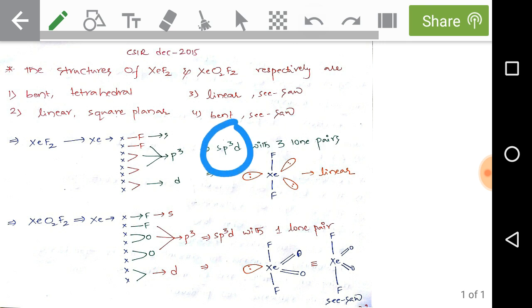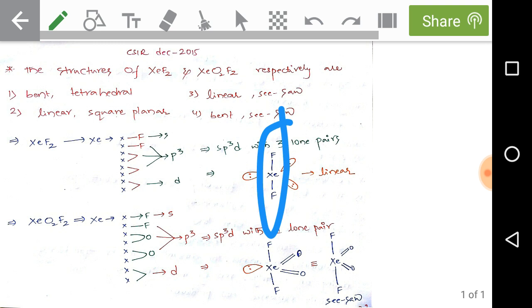Whenever we observe sp3d hybridization with no lone pairs in it, then we simply consider it as a trigonal bipyramidal structure. But we have 3 lone pairs of electrons in it. Hence, just by representing 3 lone pairs in it and 2 bonds with 2 fluorines, we simply have a linear structure for the given xenon difluoride.